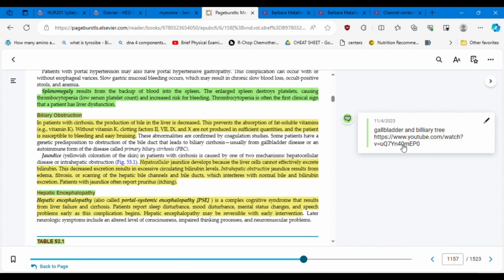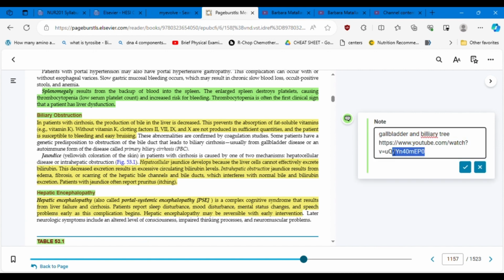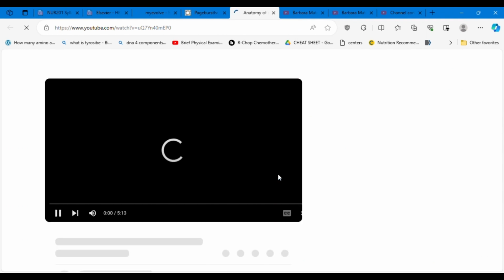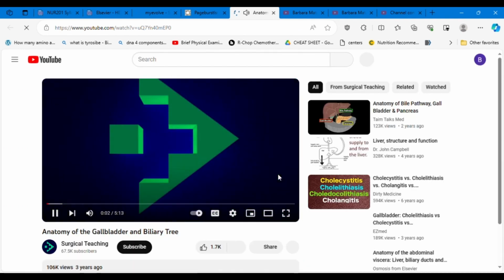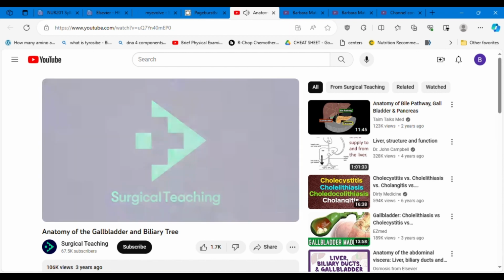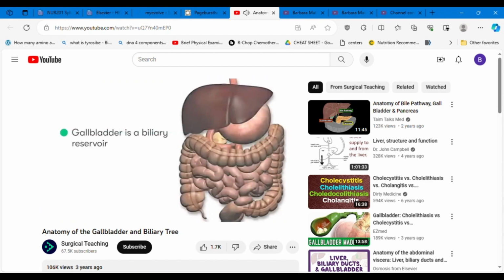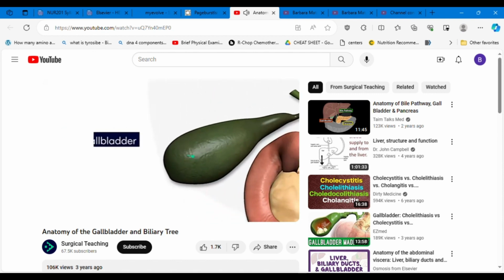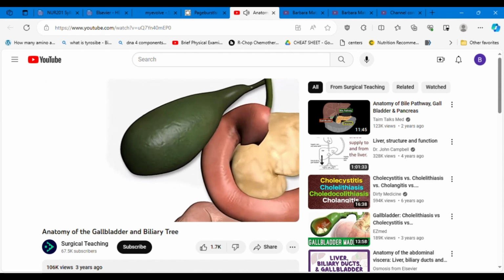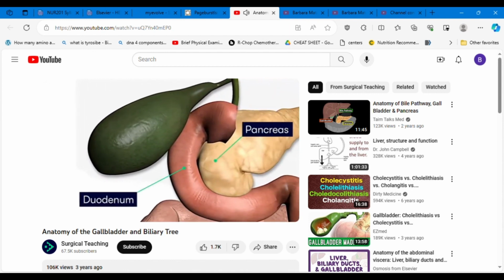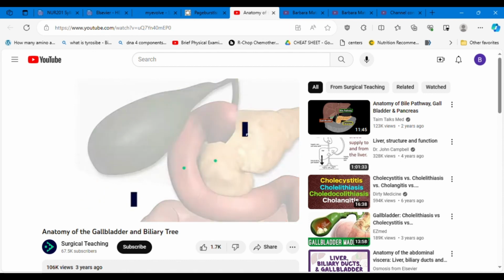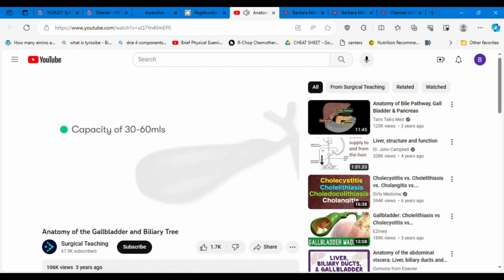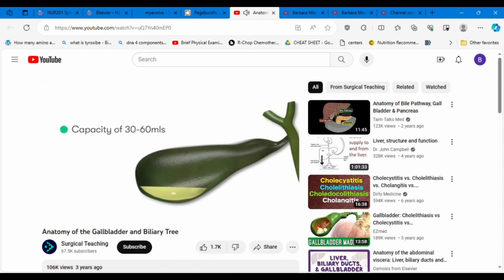Let's right now watch another video about the gallbladder and biliary tree, so we can understand better the pathophysiology. The gallbladder is a reservoir that is responsible for storing and concentrating bile that's produced by the liver. It's shaped like a slightly elongated pear and sits underneath the liver, as you can see here. We can also see how the gallbladder lies slightly superior and lateral to the duodenum and pancreas.